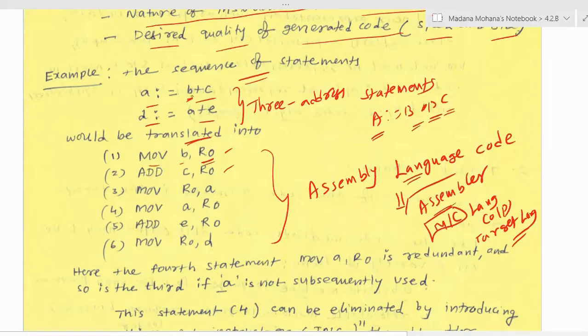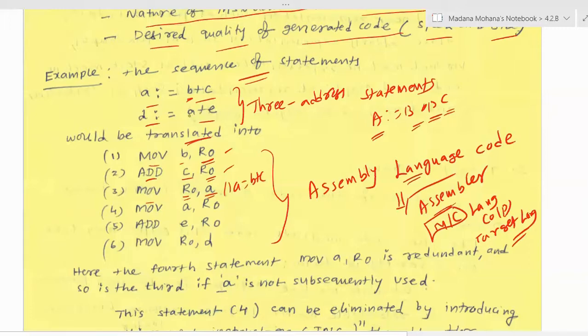Now what does R0 contain? B. Now for that C is added, so add C comma R0. Now the first one is over. Then what you have to do is move this result to A. Now what does R0 contain? B plus C. So you have to move that R0 to A. Now this is nothing but A equal to B plus C.